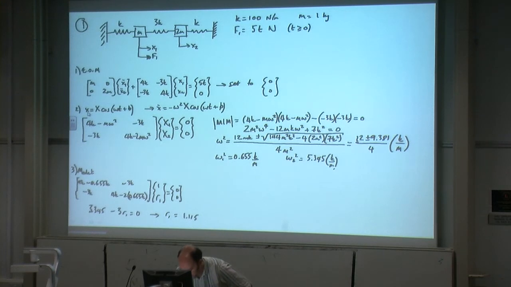For mode 2, it's the same process. But then instead of 0.655, we've got 5.345 k, minus 3k, minus 3k, and then 4 minus 2 times 5.